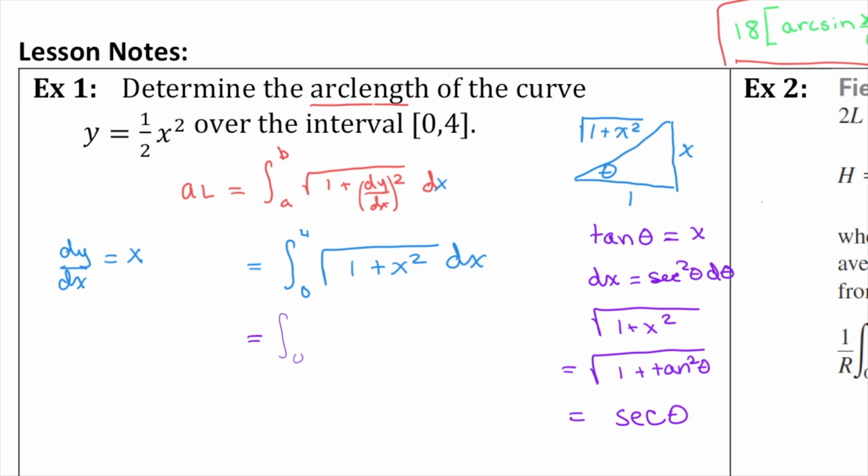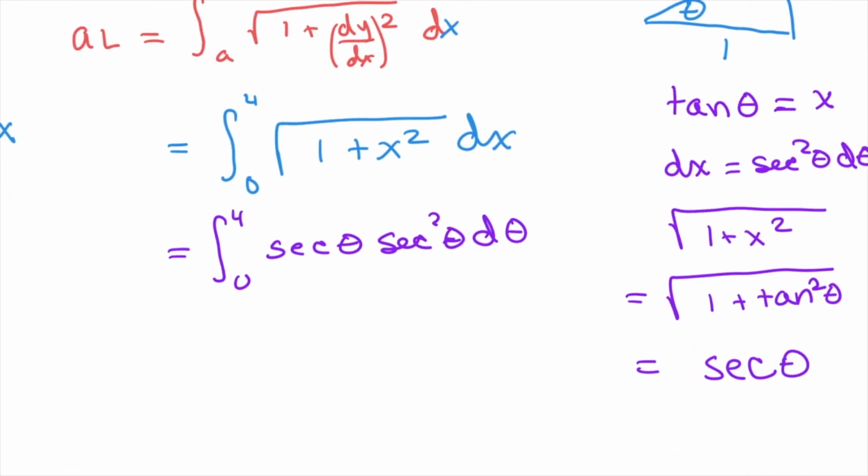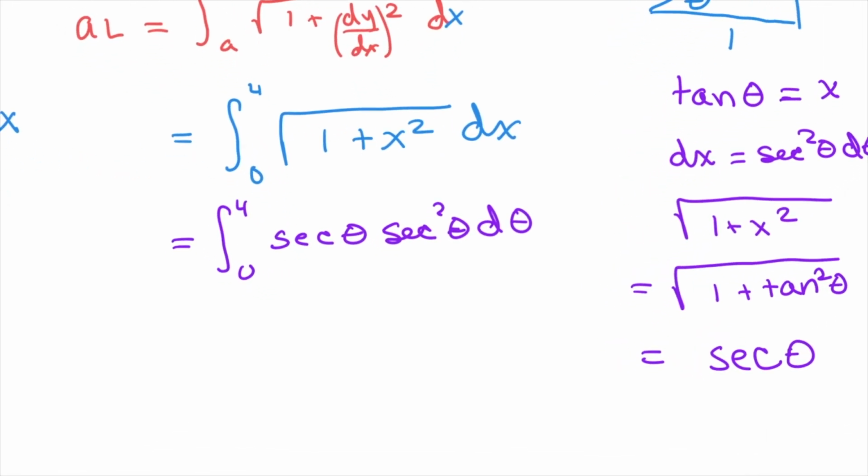We're going to integrate from 0 to 4. We have secant theta replacing the square root of 1 plus x squared, and our dx is going to be the secant squared theta d theta. All right, from our last lesson, this secant cubed theta should look so familiar. We're going to do integration by parts in order to figure it out, and we know from our last work with this problem, we have 1/2 secant theta tangent theta plus 1/2 the natural log absolute value of secant theta plus tangent theta.